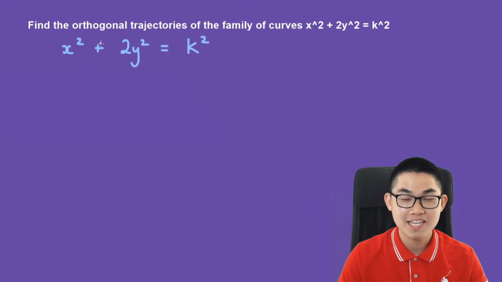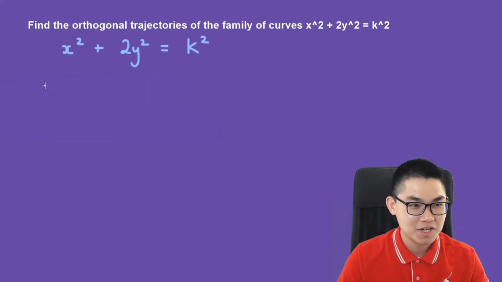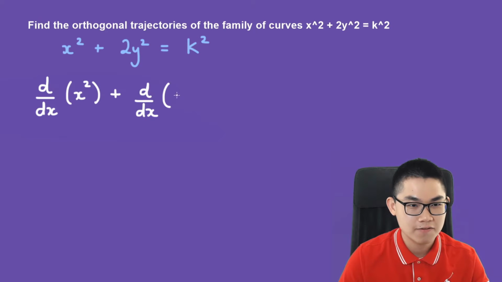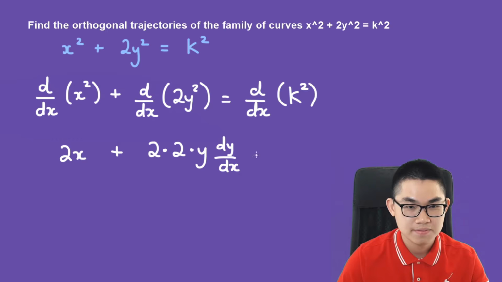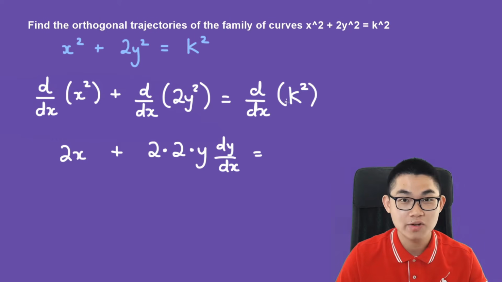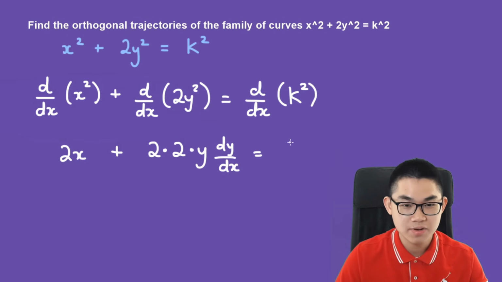So the first step is to differentiate this equation in terms of x. So d over dx of x squared plus d over dx of 2 times y squared, and that's equal to d over dx of k squared. The derivative of this is 2 times x. The derivative of this is 2 times y times dy over dx. And k is a constant, so the derivative of a constant is 0. And that's quite convenient because we just got rid of the k.